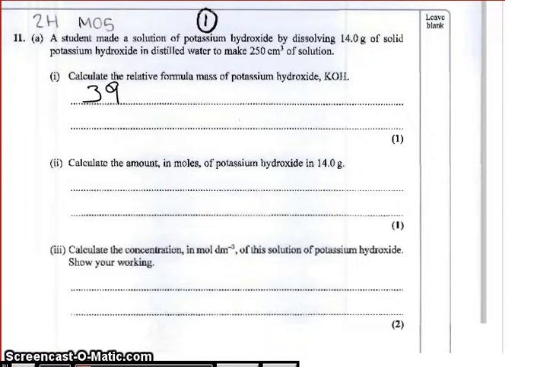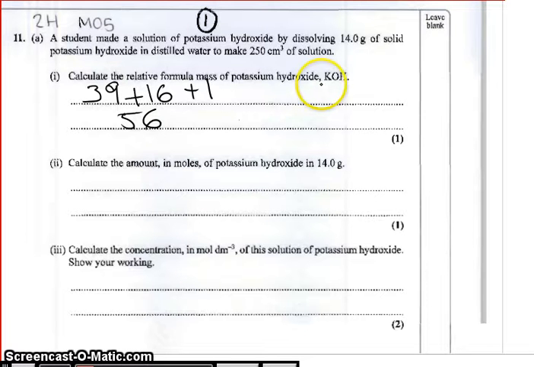The relative atomic mass of oxygen is 16 and the relative atomic mass of hydrogen is 1. So if we add these together, we get 56. So the relative formula mass, because we're looking at a compound now, of potassium hydroxide is 56, as it's the sum of that of potassium, oxygen and hydrogen. Okay.